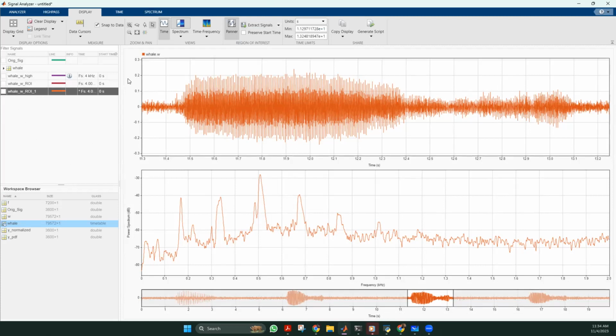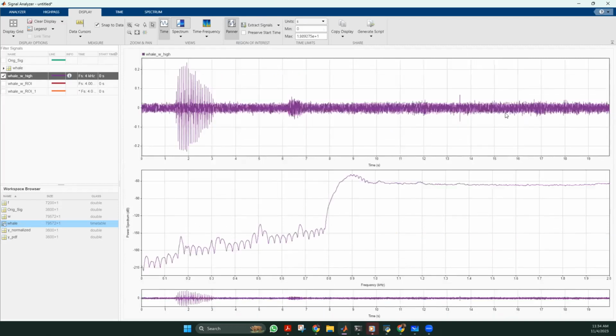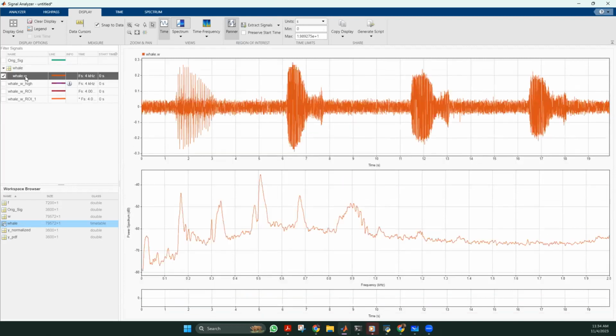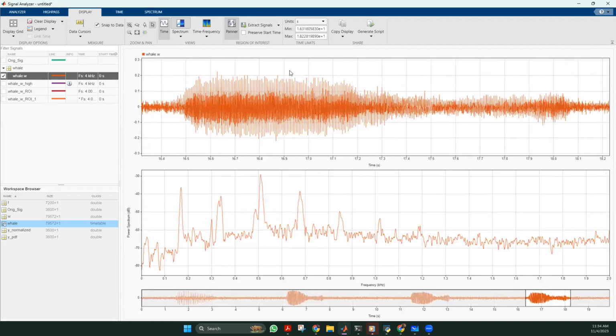And then again I clear this display and I go to the original signal. The original signal is whale. So in the whale I again take this component where I have all the different amplitudes, and I extract that part also. So I have taken different parts from this signal.